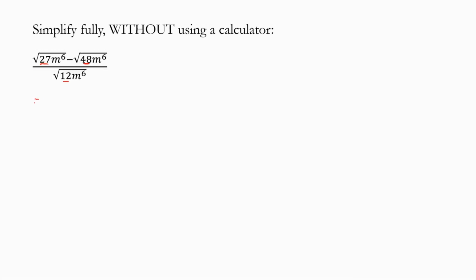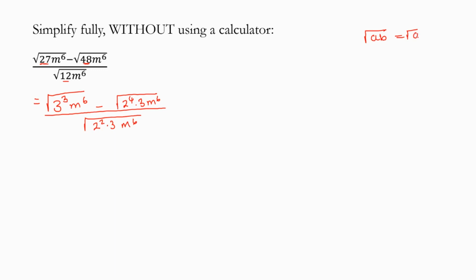So we can see that 27 is 3 cubed, and then m to the power 6, minus 48 is 2 to the power 4, times 3 times m to the power 6, all this divided by, and then 12 is 4 times 3, 4 is 2 squared, times 3 times m to the power 6. Okay, and then remember that square root of a times b is just the same as square root of a times square root of b. Okay, so we're going to use that here.